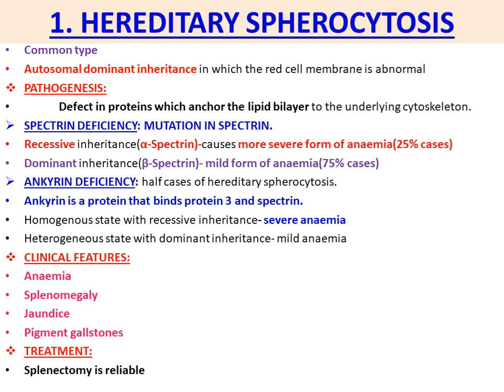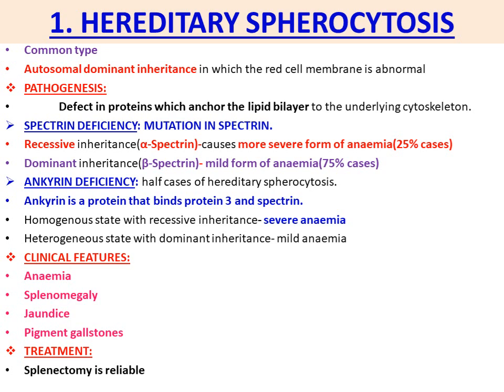In alpha spectrin associated hemolytic anemia, hereditary spherocytosis, a more severe form of anemia is seen, but only 25% of patients have alpha spectrin mutations, whereas in 75% of cases we see beta spectrin mutations. So beta spectrin is autosomal dominant with a mild form of anemia. The dominant form is safer, whereas the recessive form gives a more severe anemia.